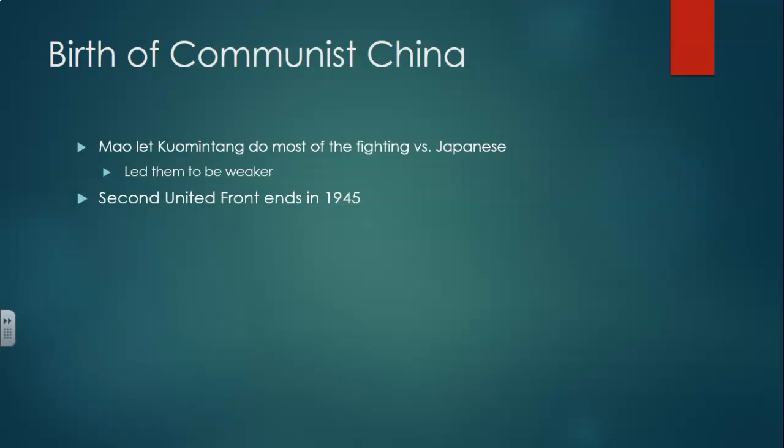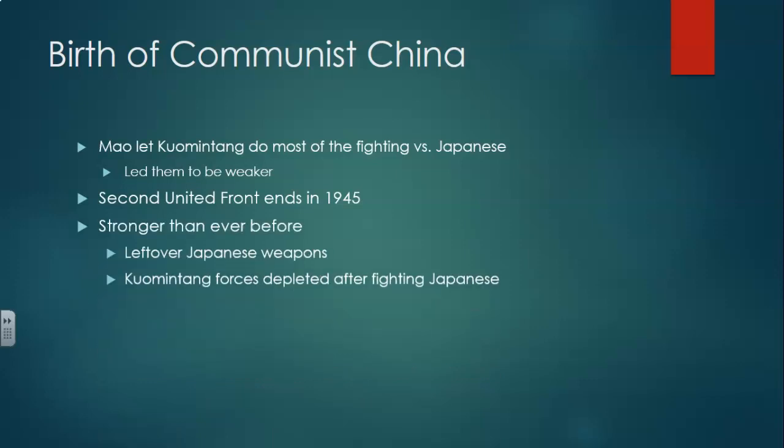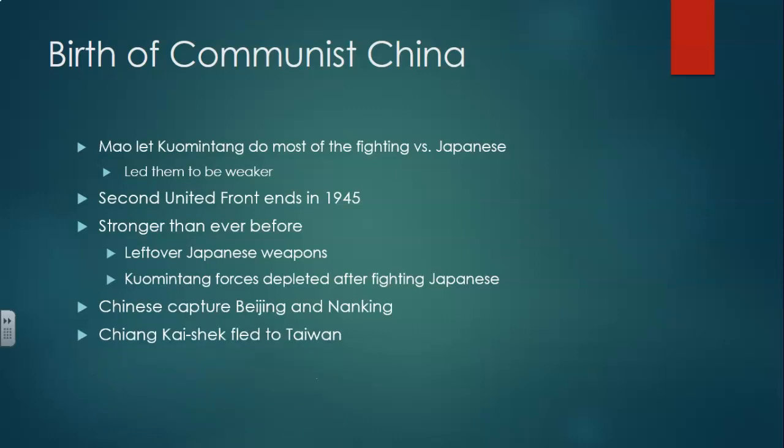The Second United Front is going to end in 1945 when the Japanese surrender in World War II. Now, the communists are stronger than ever before. They take leftover Japanese weapons. The Kuomintang forces are depleted after fighting the Japanese because Mao just sat back and let the Kuomintang do all the fighting, and then they are weak. Now, the Chinese communists are going to capture Beijing, and they're going to capture the city of Nanking, two of the largest cities in China at this time.